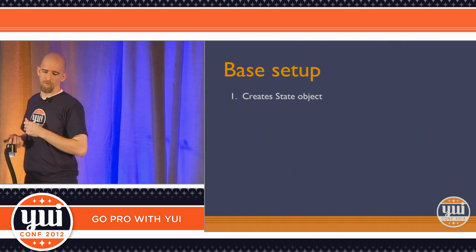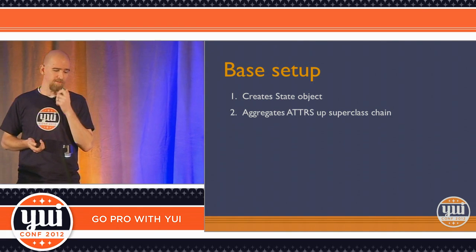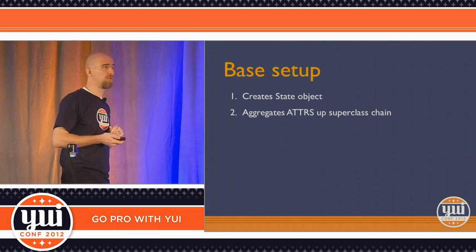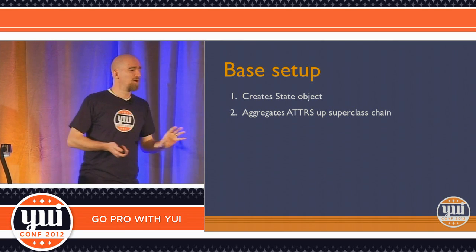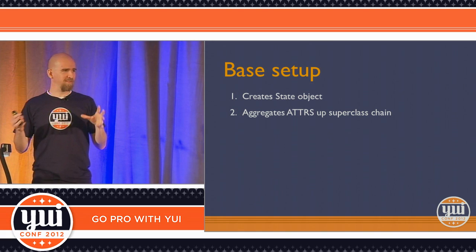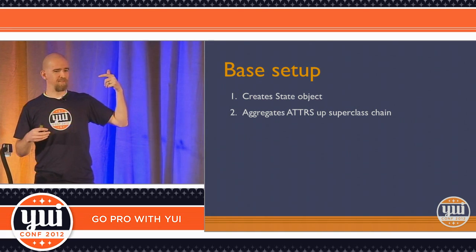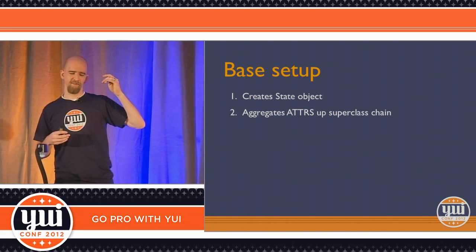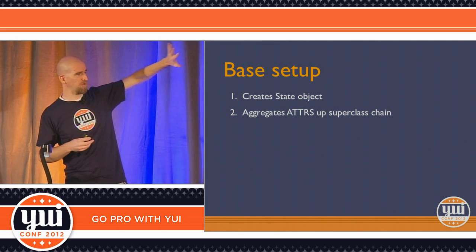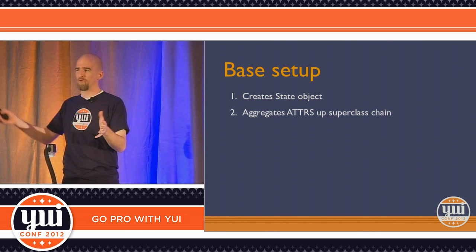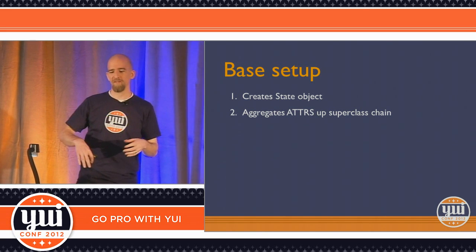So it does start the same way. It creates a state object. It aggregates the ATTRS collection up the superclass chain. Now, this is a complicated operation because you're subclassing base. Base provides the initialized and destroyed attributes by itself, so it already has its own ATTRS collection. Your subclass is going to have its own ATTRS collection.